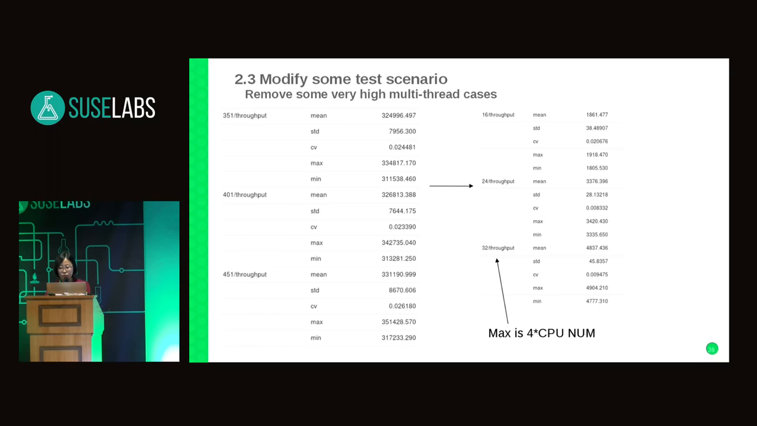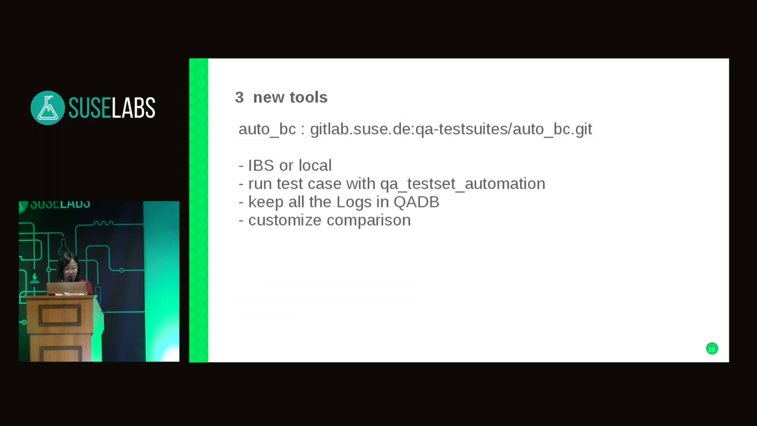Next is a tool useful for helping us debug issues. This tool is named AutoBISEC. This is an automatic git bisect tool based on our performance test automation framework. The build can be made with IBS or the local SLE kernel source tree. The test case will be run with the performance test framework named QA test set automation. And all the logs can be found in QADB. It's easy for QA to do more debugging in the future.